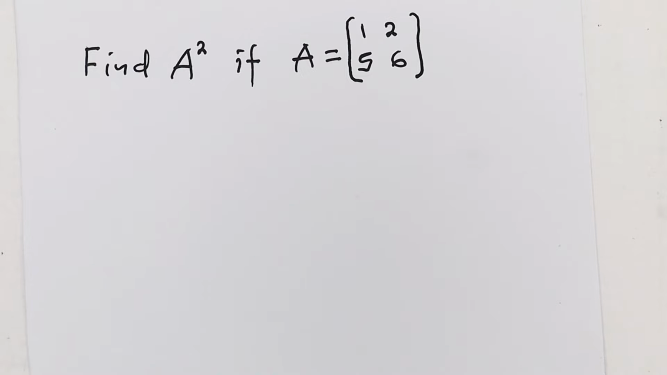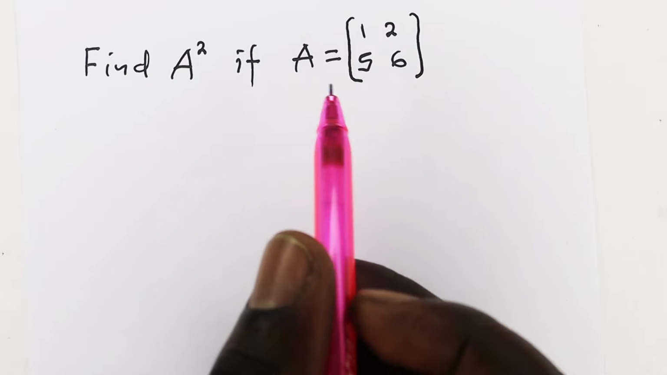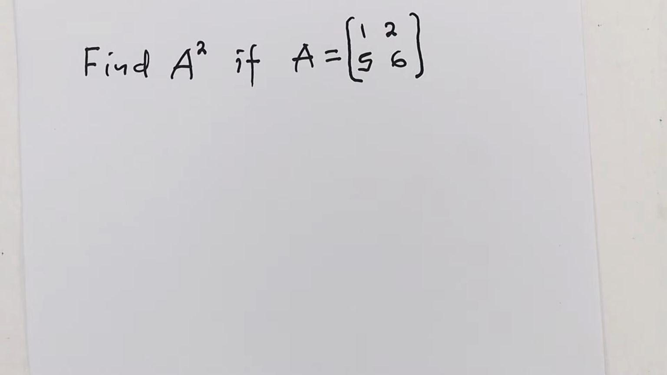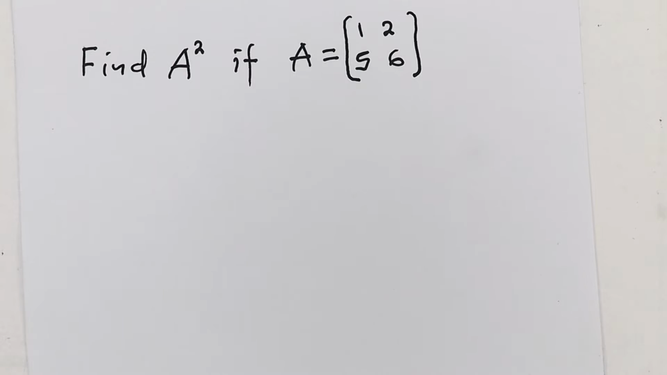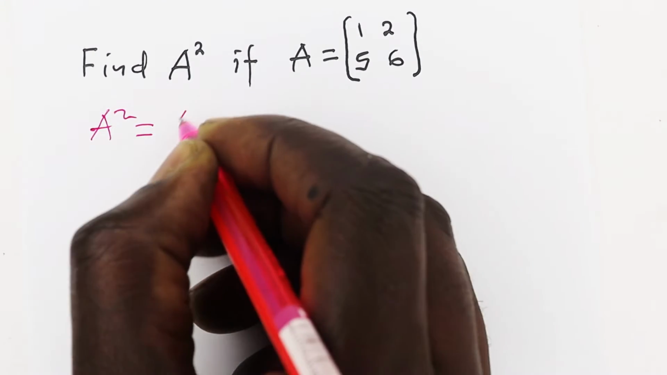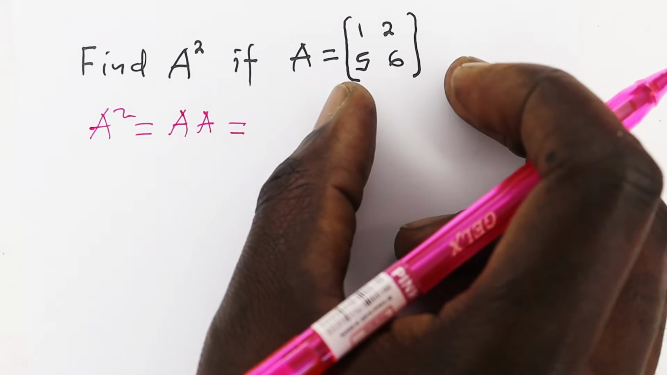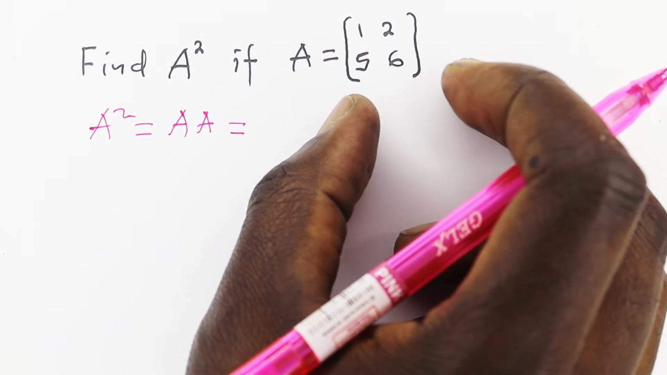In this video, we're going to learn how to get the square of a matrix. So find A squared if A is given by [1, 2; 5, 6]. So A squared just means you take A times A. So in this case, we're just going to take the matrix A and multiply it by itself.